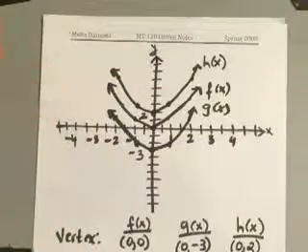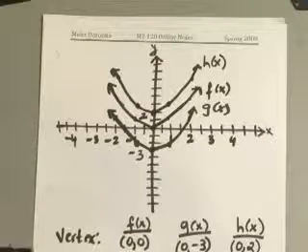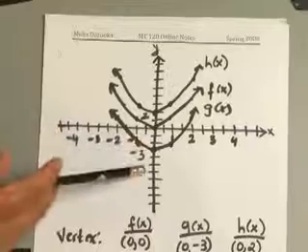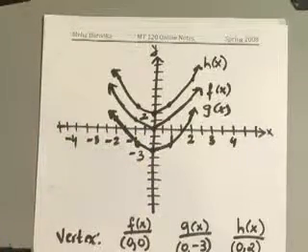So in this example, of course, you can see how the vertical shift occurs when you add or subtract that value of k. Again, if k is negative, you will shift down. If k is positive, you shift up.